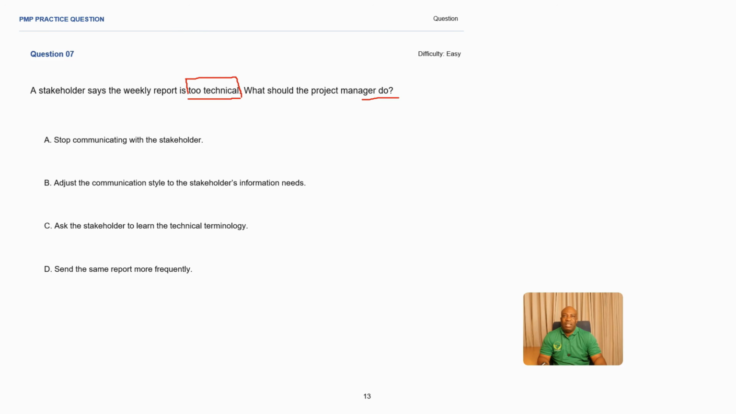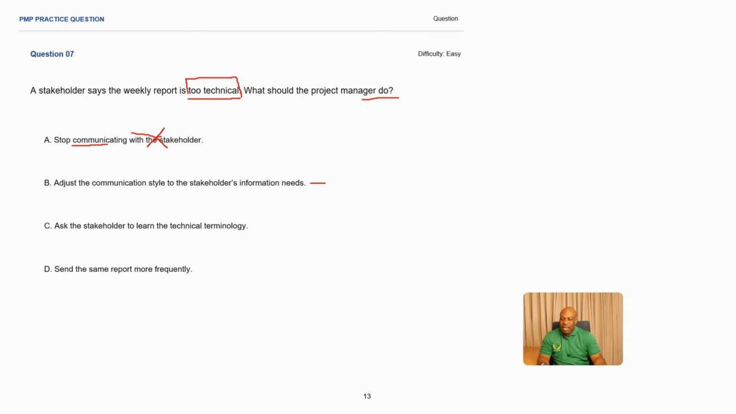So let us look at the answers that we have here. Stop communicating with the stakeholder. You don't stop communicating with the stakeholder because they are complaining of a report. So that will eliminate this answer straight away. Okay. Adjust the communication style to the stakeholder's information needs. This makes sense. You need to tailor communication based on the stakeholder requirements.